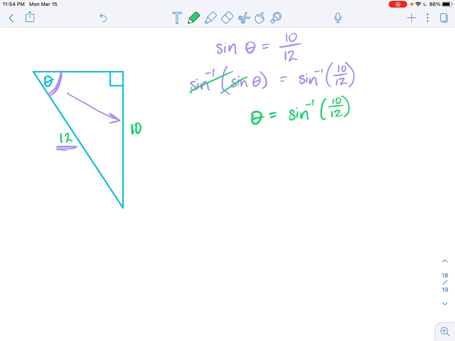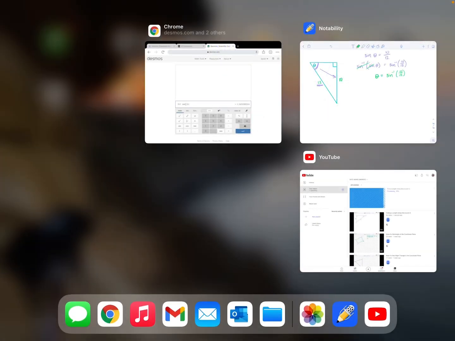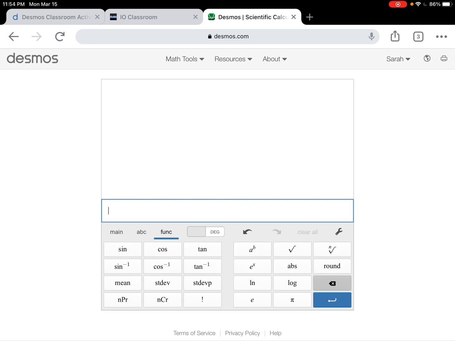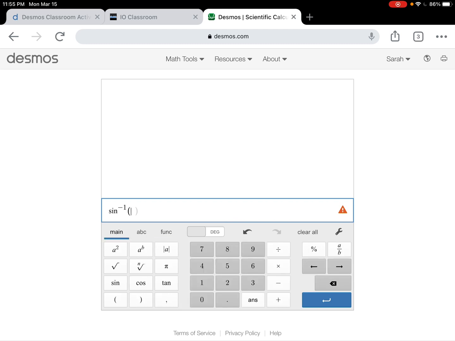So sine inverse is also included on the Desmos Scientific Calculator. If I go here and delete what I have before. So on the left side, it has main, A, B, C, and function. If I type function, I have sine inverse. That's sine to the -1. So I just need to use sine inverse, and then I go back to main, 10 divided by 12.